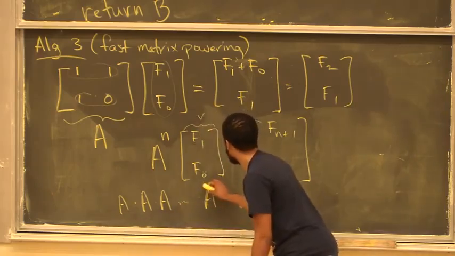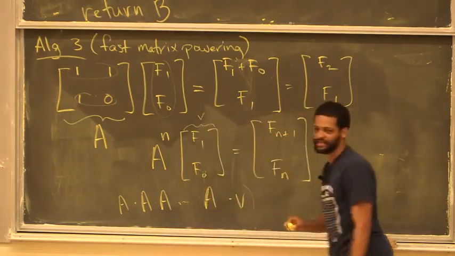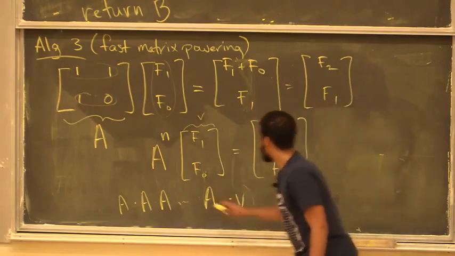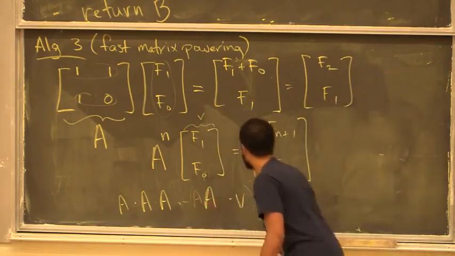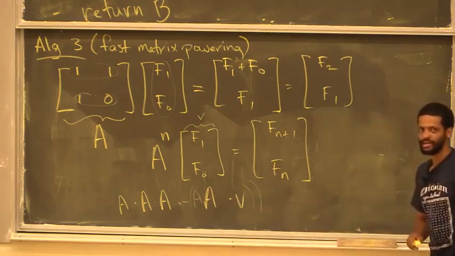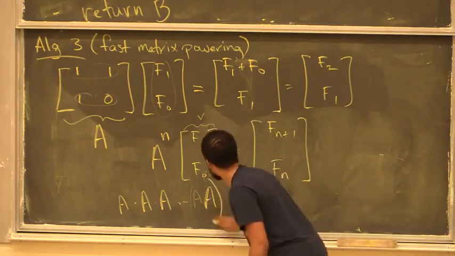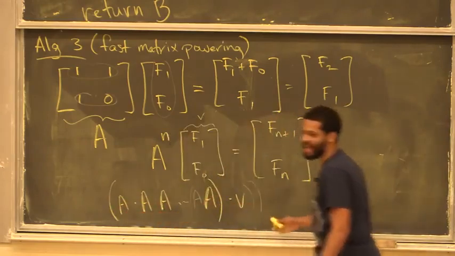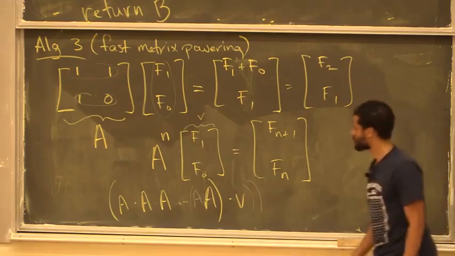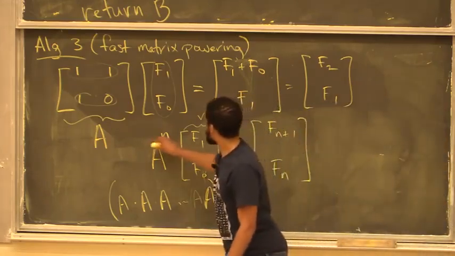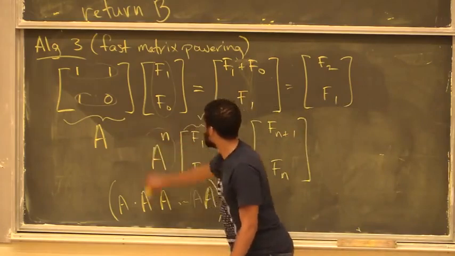So I could first do A times v. That's going to give me a new vector. And then let me do A times that vector, which gives me a new vector. But I don't have to do it that way. I could parenthesize it so that I get the product of all the A's first, and then apply that to v. So let's figure out how we are going to quickly get A to the n.